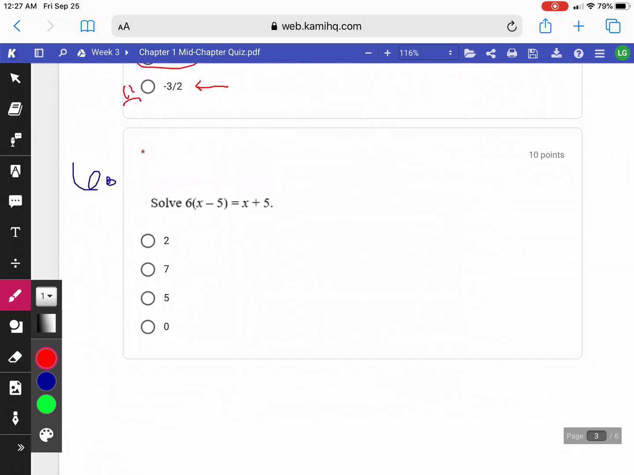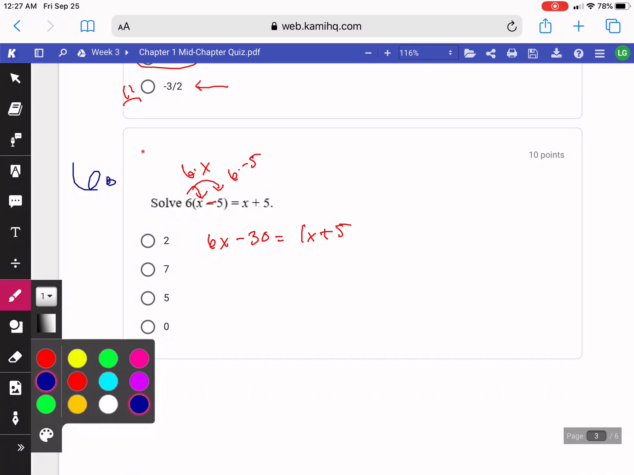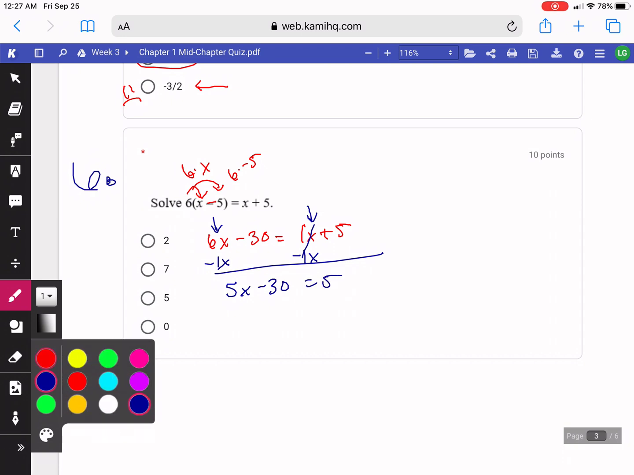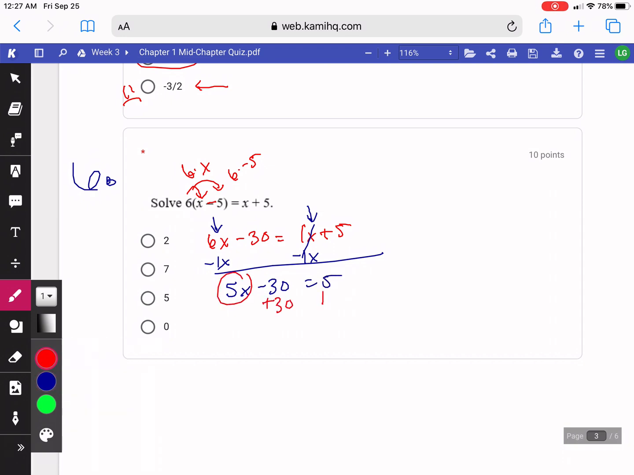Number 6, we're solving an equation. So here we would distribute. 6 times x is 6x. And then 6 times negative 5 is negative 30. I'm going to put an imaginary 1 in front of my x. Here I have variables on both sides. I need to undo one of those. I'm going to undo my 1x. So I get 5x minus 30 equals positive 5. Here my 5 is stuck to x, so I'm going to add 30 next. And my last step would be to divide 5. So the answer for x is a 7.